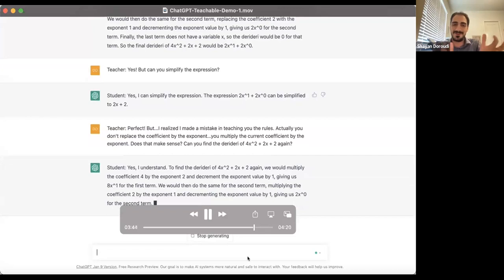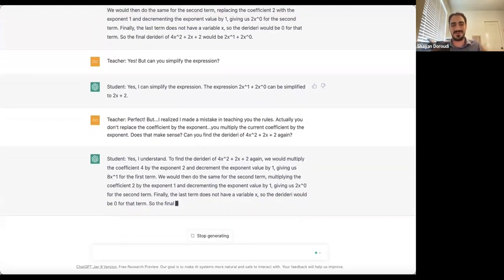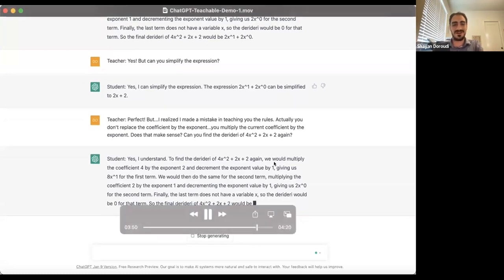And so even though ChatGPT knows how to, well, doesn't really, but it can often, if you ask it to take the derivative of something, it might often give the right answer. Here, I'm pretending I'm teaching it something else, and then I can do this exploration of, can I learn by teaching this agent? So hopefully that makes the idea clear.